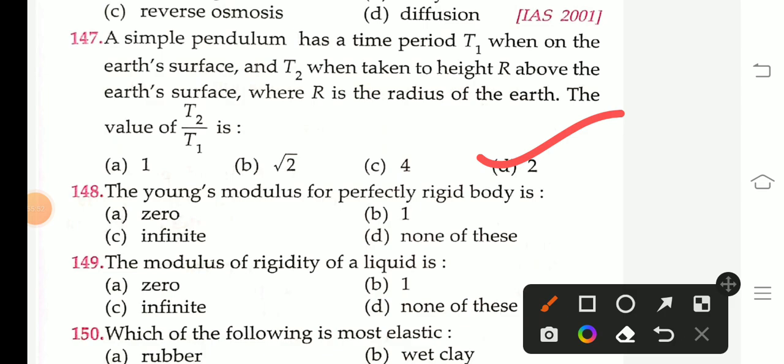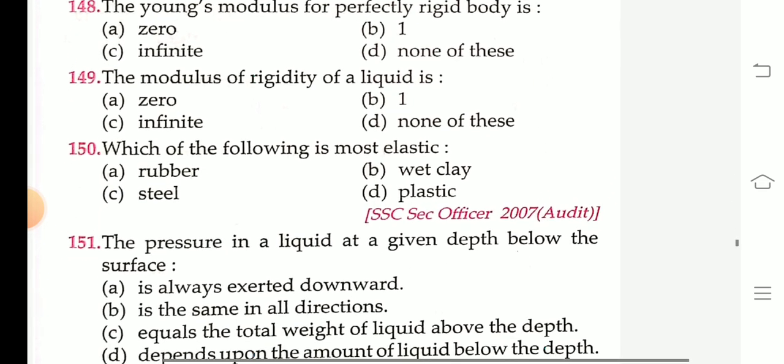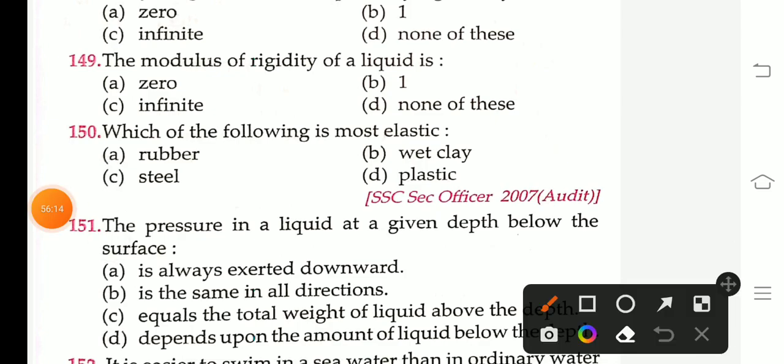The Young's modulus for a perfectly rigid body is infinite. The modulus of rigidity of a liquid is 0. Which of the following is most elastic? Steel. The pressure in a liquid at a given depth below the surface is the same in all directions.